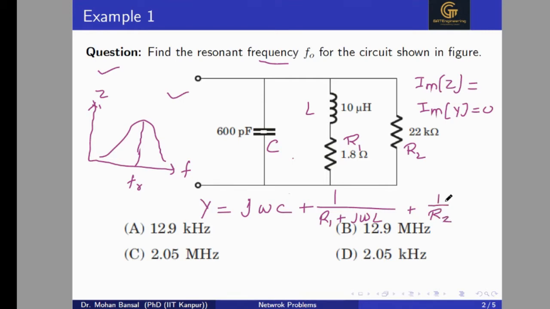We write the reciprocal of the resistance because we are computing the admittance. Here we are not computing the impedance. If we computed the impedance, we would use the series-parallel combination, like R1 plus j omega L times R2 divided by R1 plus j omega L plus R2. The equivalent of these two branches would be the impedance in that case. But here we are going to compute the admittance.